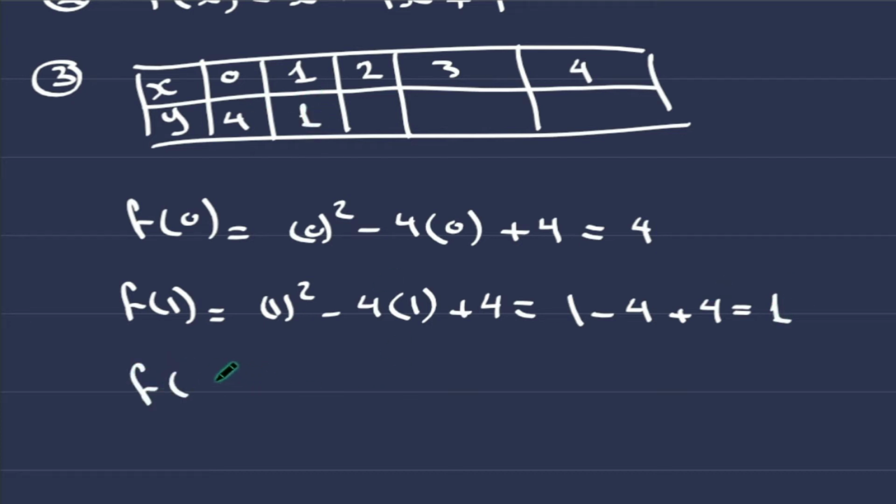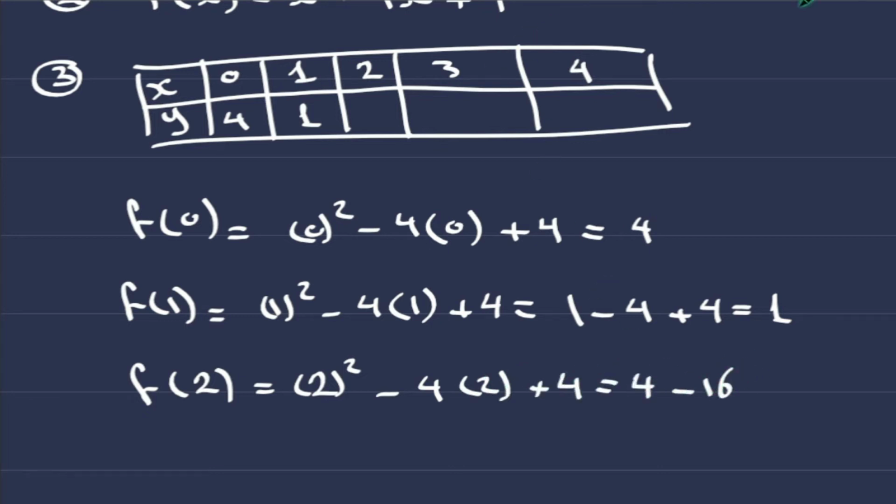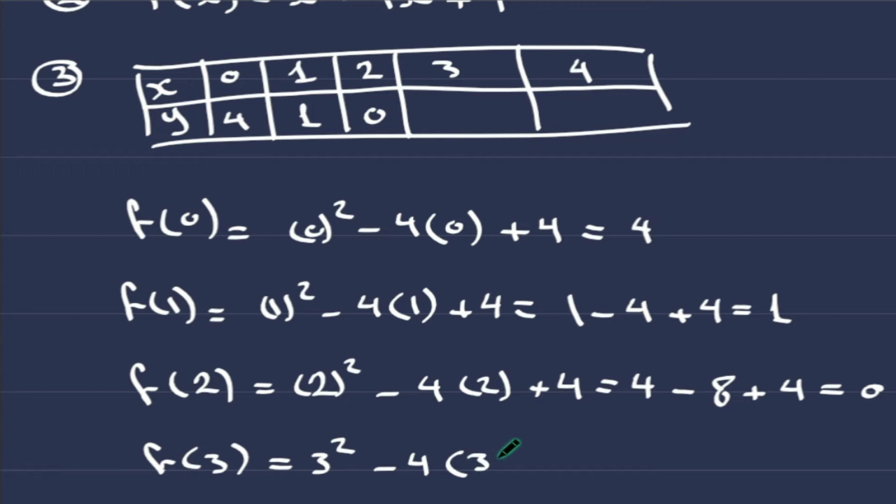Now it's time for 2. F of 2 is equal to 2 squared minus 4 times 2 plus 4. 2 squared is 4. And negative 4 times 2 is negative 8. And then plus 4 is equal to 0. So f of 2 is equal to 0. Now f of 3 is equal to 3 squared minus 4 times 3 plus 4. 3 squared is 9. And negative 4 times 3 is negative 12. Plus 4, which is equal to 1. So f of 3 is equal to 1.